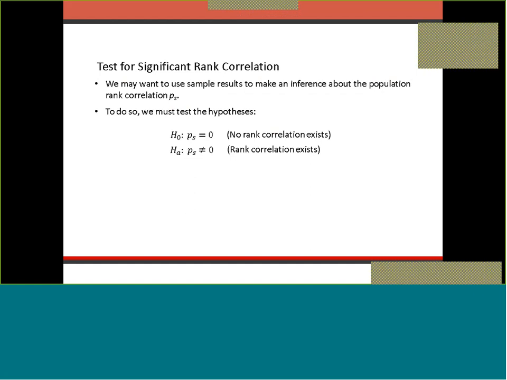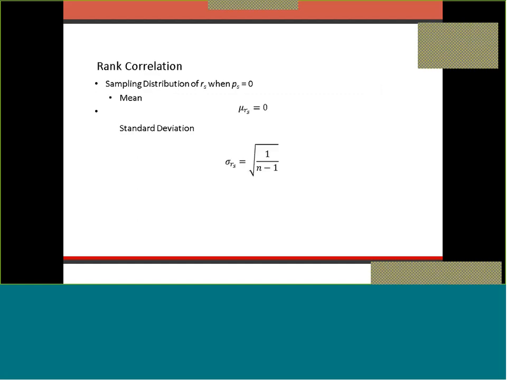So what is our test? H naught is rho S equals 0, meaning there is no rank correlation. And the alternative hypothesis is that there is a rank correlation. Please observe the difference. This RS is for the sample and rho S is for the population.